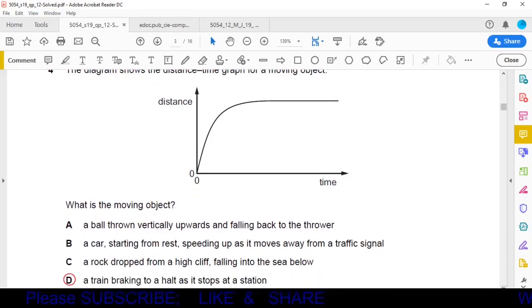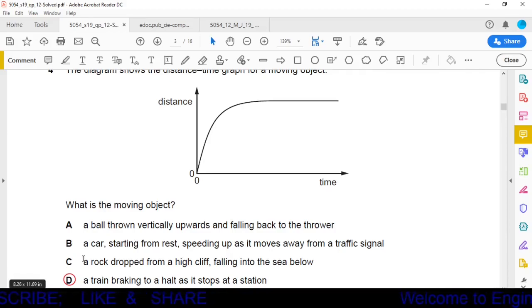Okay, now we read the options. What is the moving object? Option A, a ball thrown vertically upward and falling back to the thrower. Option B, a car starting from rest is speeding up as it moves away from the traffic signal. Option C, a rock dropped from a high cliff falling into a sea below. Option D, a train braking to a halt as it stops at a station.